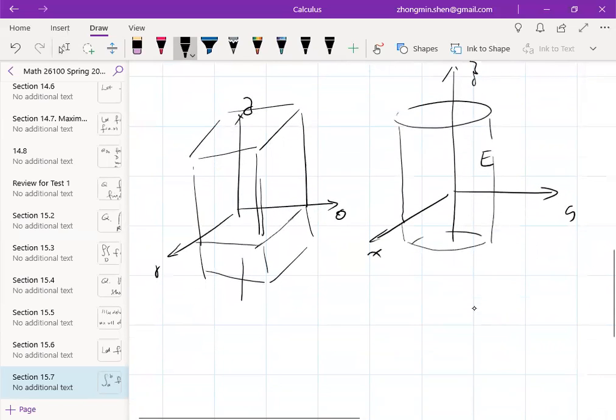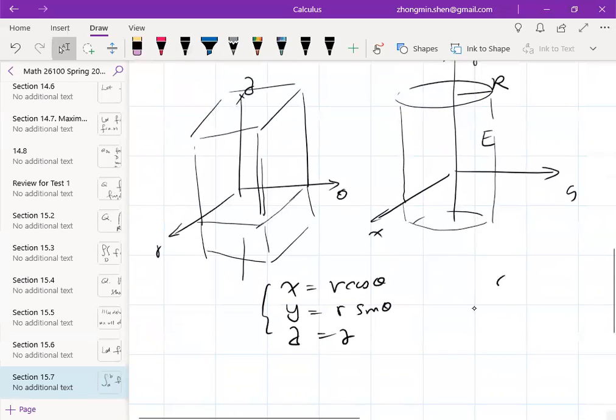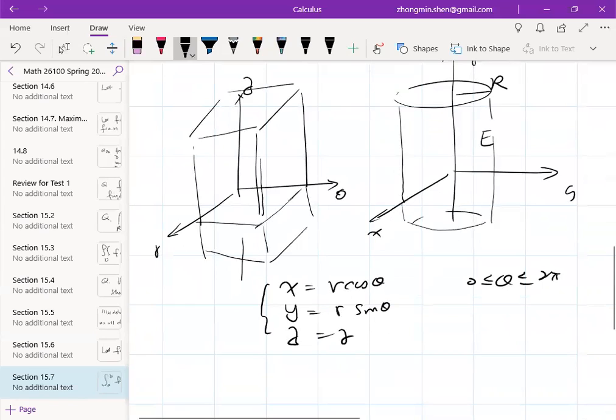So the map is as follows. X is r cosine theta, if the radius is capital R. And y is r sine theta. Z is still equal to z. That's it. So here, theta is between 0 and 2 pi, r is between 0 and R, and z still is between, let's say, a and b, as it doesn't matter. So you can use a and b.